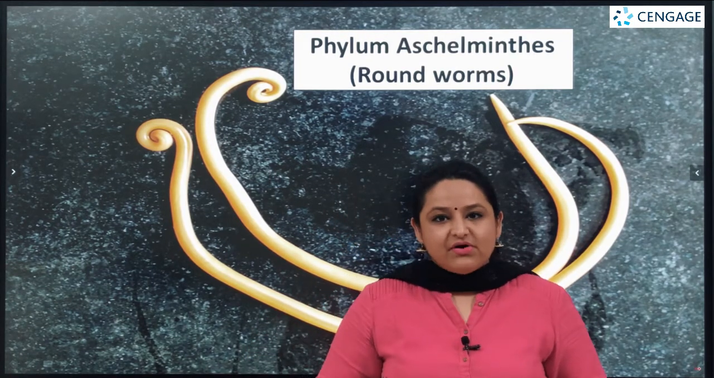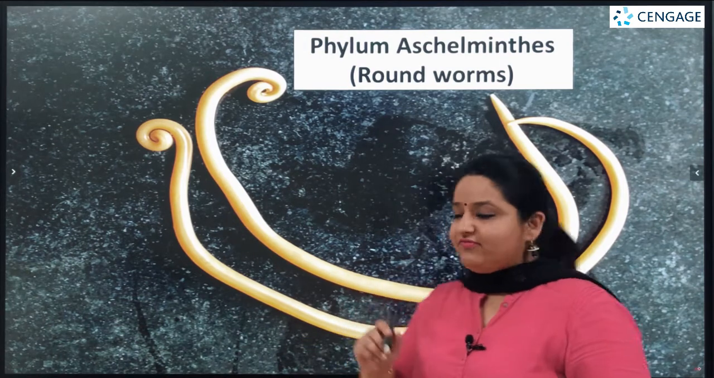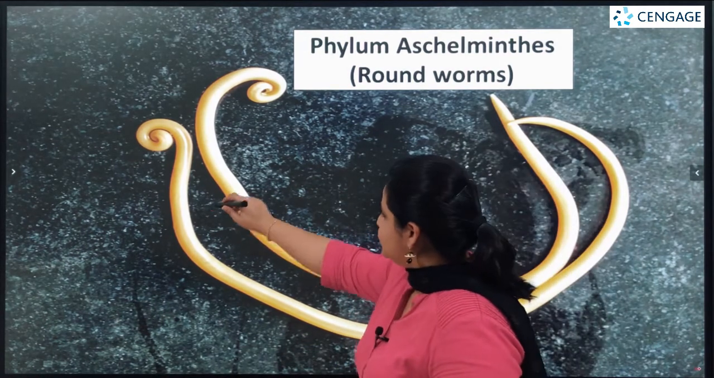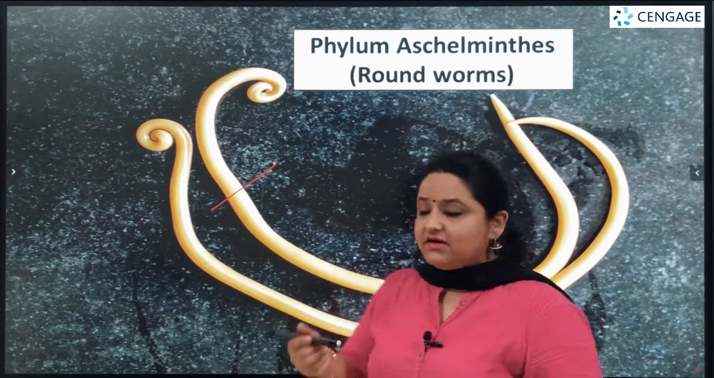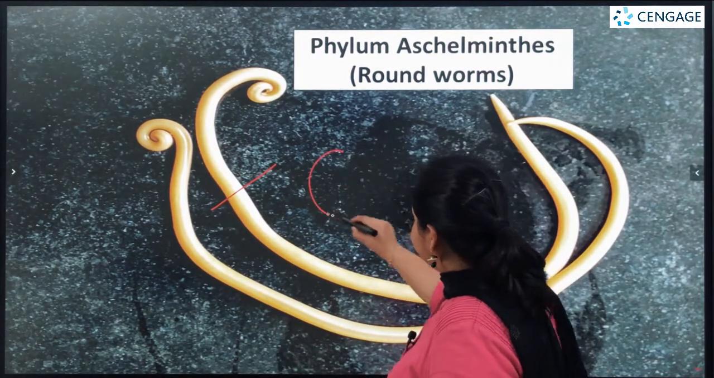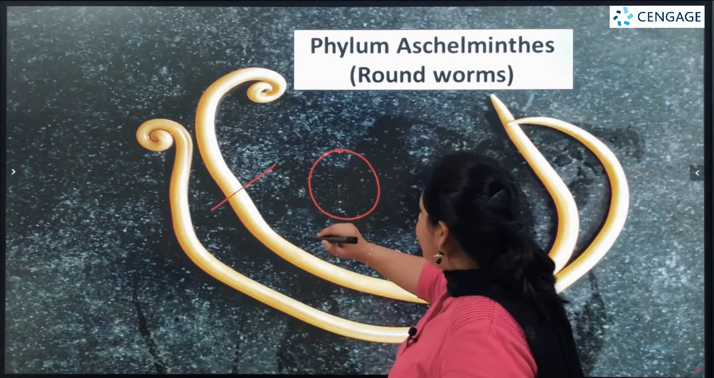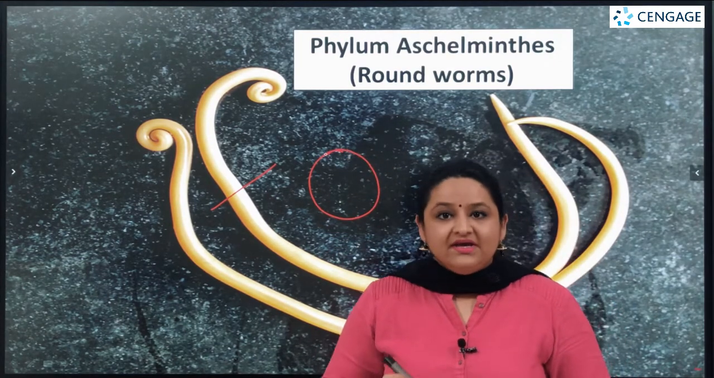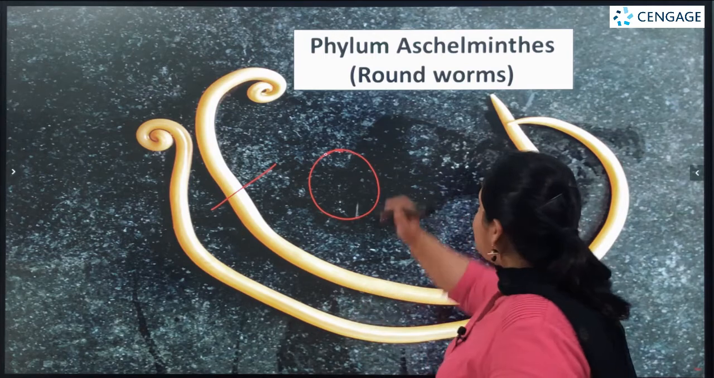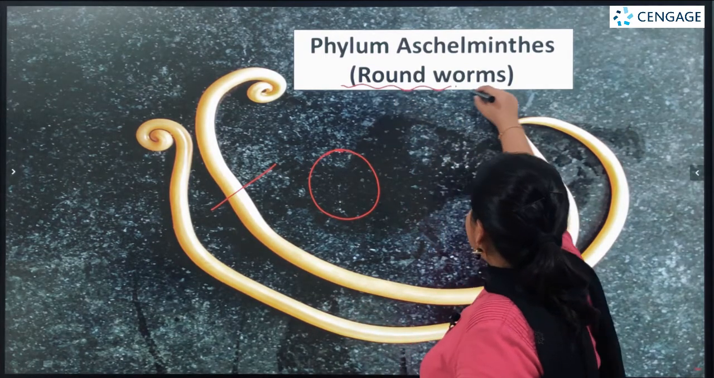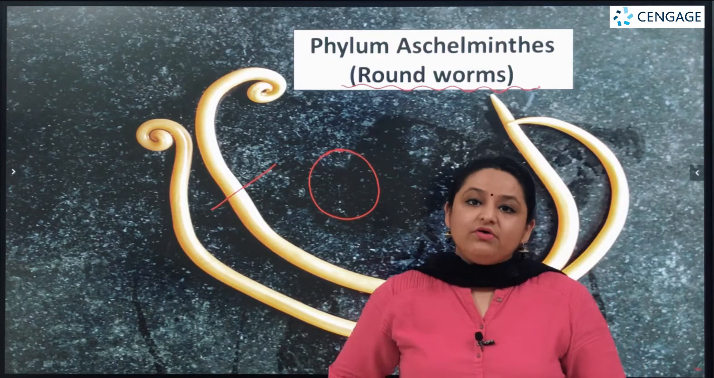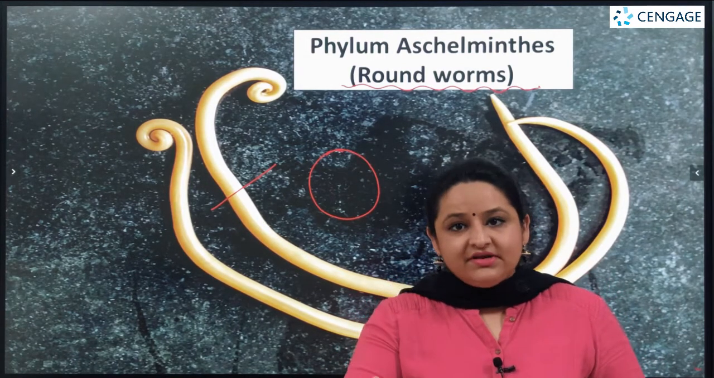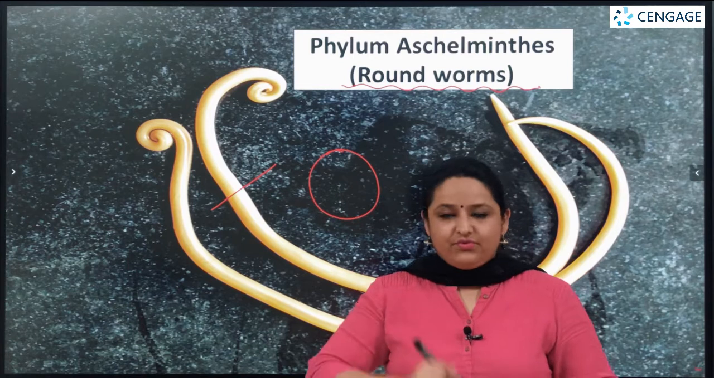Why are they known as roundworms? Because if we take a section, that is the transverse section of the whole body, we get a circular outline. So this is a circle type of a round structure. That is the reason these organisms are known as roundworms. So this is one of the most important points of this phylum, and generally the members are known as roundworms.